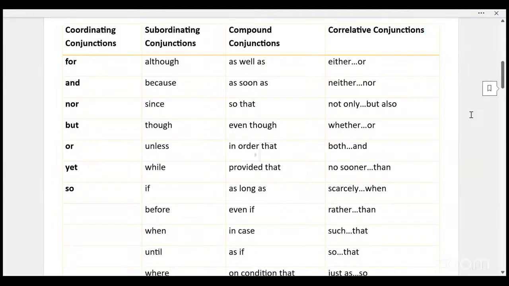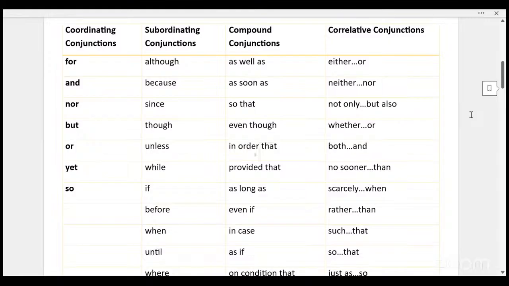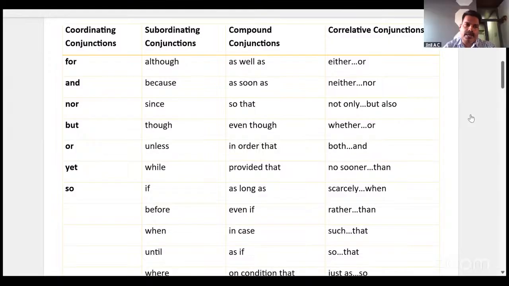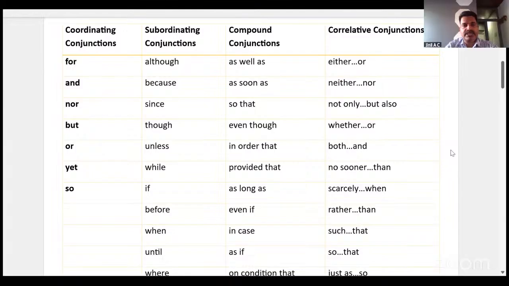That means neither... nor. If we use neither nor in a sentence, the word neither will be in one part of the sentence, and nor will be after a few words. Not only... but also: we don't use it continuously. We use not only first, then one or two words, and then but also. Like that we use them in pairs, because of which they are called correlative conjunctions.